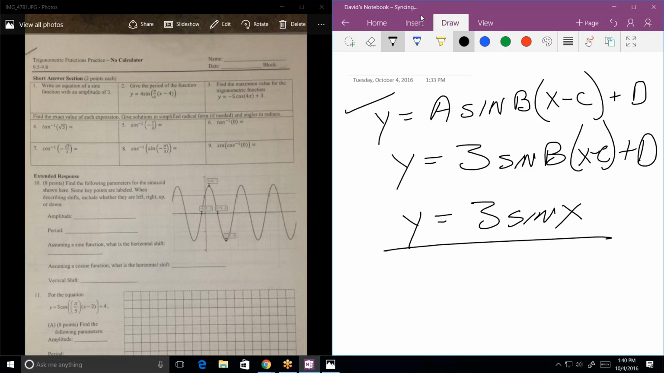Okay, and they said write an equation of a sine function. Well, that would fit a sine function with an amplitude of 3. And like I said, as long as a is 3, everything else can be different numbers. You don't want to leave them as letters. You don't want to leave the B, the C, and the D in there. You could put in any numbers you want for B, C, and D, but put in numbers.